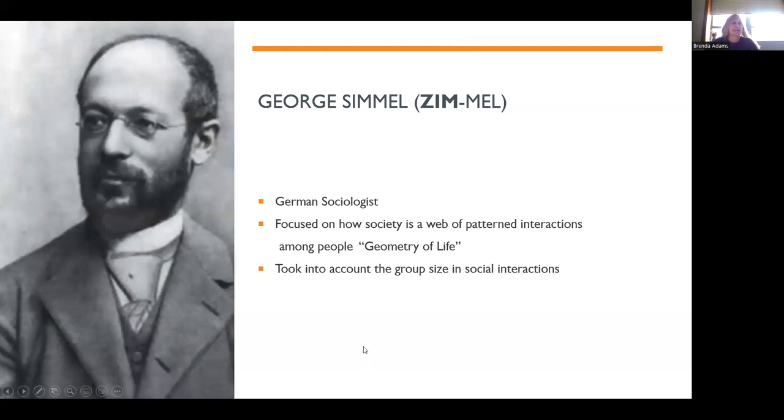So Georg Simmel, he was a German sociologist, and he focused on how society is a web of patterned interactions among people, and he called it the geometry of life. And he took into account the group size and its social interactions. So he felt that the makeup of a gathering of two people is much different than a three-person gathering, or the makeup of an entire room gathering. He felt that the geometry of life, of the different patterned interactions, was what we were supposed to be examining.